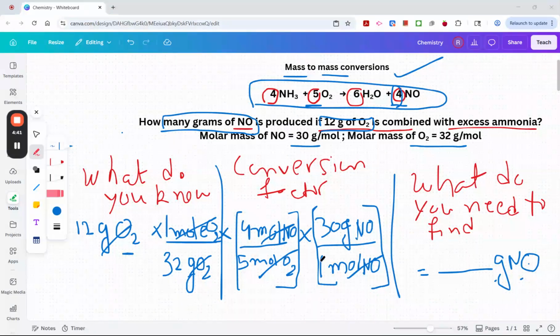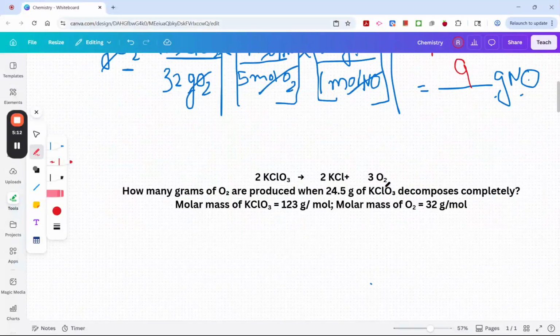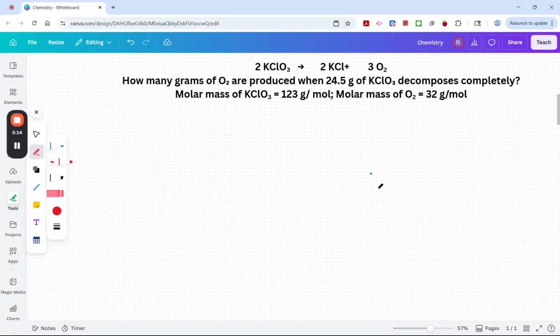I will open the calculator. 12 times 4 times 30, divided by 32, divided by 5. I would still say use the Desmos calculator, but for normal calculation this calculator is fine. So we have the answer, 9 grams of nitric oxide. Here we go. This was your first example. Let's jump to the second example.